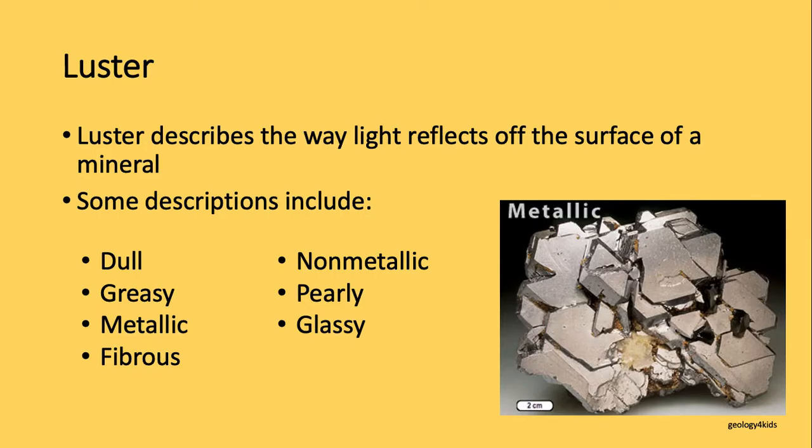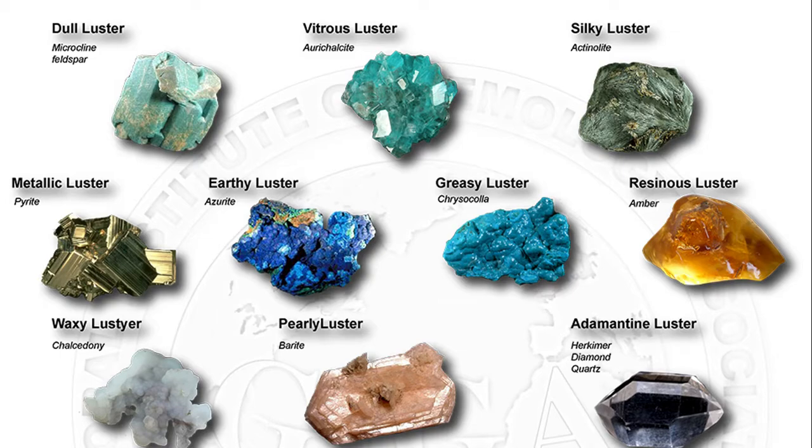Luster describes the way light reflects off the surface of a mineral, or basically how shiny it is. Some descriptions include dull, greasy, metallic, fibrous, non-metallic, pearly, and glassy. The main thing you need to focus on is whether it's metallic or non-metallic. That's going to be the biggest clue. Once you realize it's non-metallic, you can decide if it's dull or pearly or glassy or whatever else. If it's metallic, it looks like a metal, like the one in the bottom right here. Here's a bunch of other lusters like dull, vitreous, silky, earthy, greasy, resinous, etc.